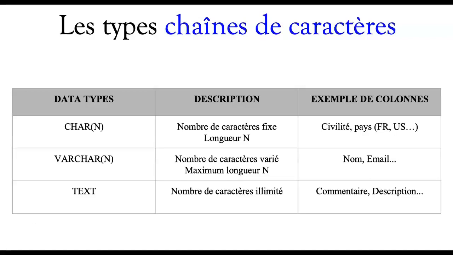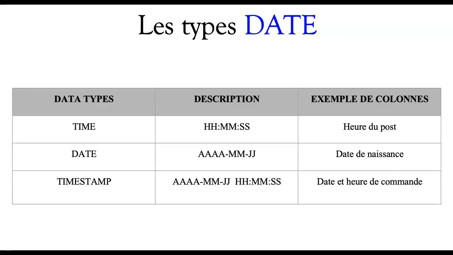The next data type category is strings. The first type is char. It stores strings of fixed length. It can be used for the title, gender, or any acronym. The following type is the most used of the string types, the varchar, which can store strings of various lengths with a maximum of characters defined. It's the data type that stores names, first names, emails, and so on. The last type is text. It is used for strings that have no maximum and are often quite long, such as feedback or product descriptions, for example.